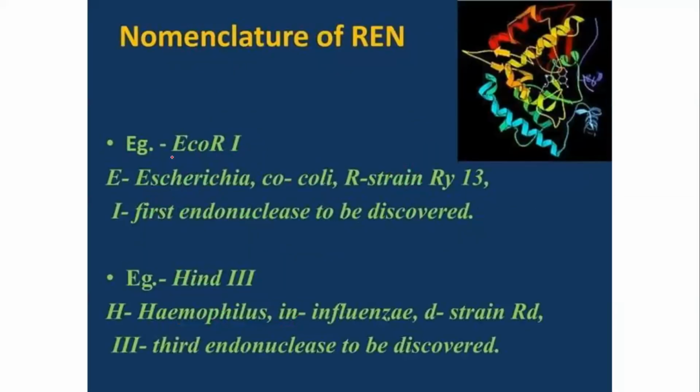In EcoR1, E refers to Escherichia and co refers to coli. That is E. coli, so EcoR1 is isolated from Escherichia coli. R refers to the strain RY13. And the Roman numeral 1 depicts the order of discovery, the first endonuclease to be discovered. Similarly, in HindIII, H stands for Haemophilus, in stands for influenzae, d stands for the strain Rd, and 3, the Roman numeral, is the third endonuclease to be discovered.